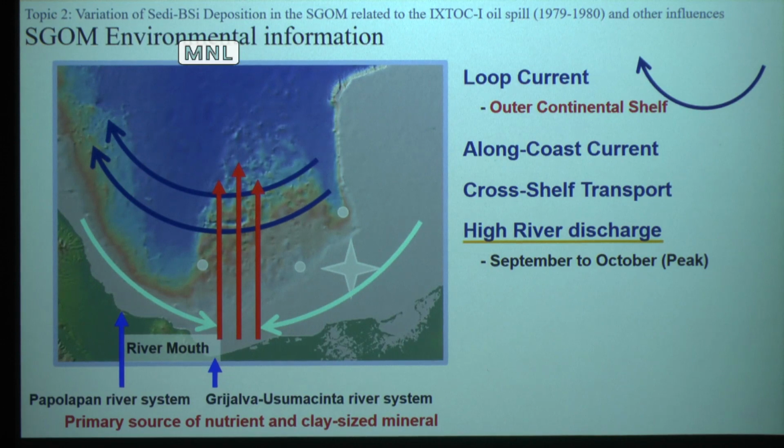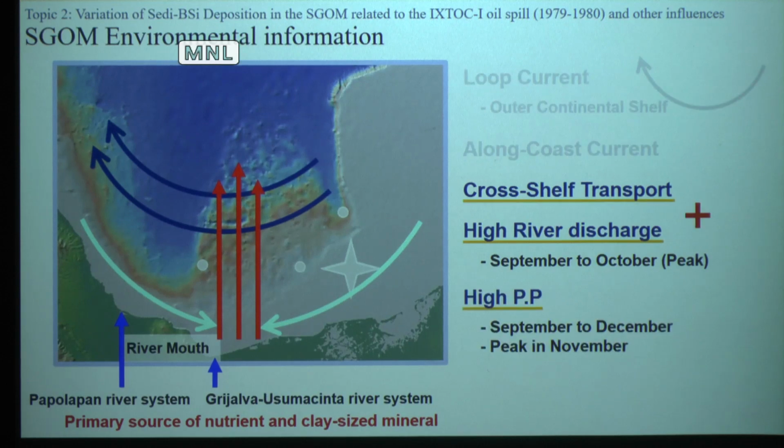And also high river discharge is happening in September to October, and in combination with the cross-shape transport and high river discharge cause the high primary productivity season in southern Gulf of Mexico, and it is September to December with a peak in November. And also anthropogenic influence like IXTOC-I oil spill and dam construction also influence the southern Gulf of Mexico's primary productivity.